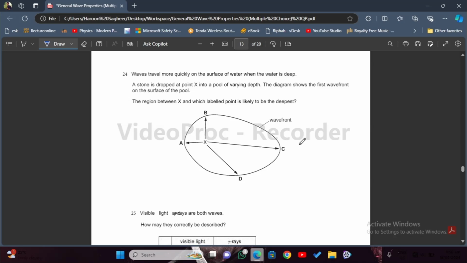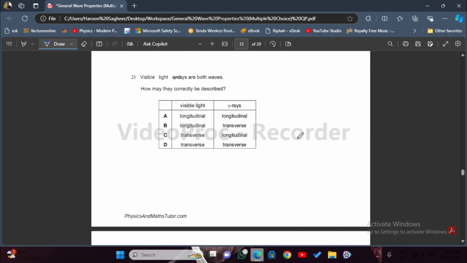Now, imagine this, that whatever the deepest region is, the velocity of the wave or the wavelength of the wave will increase. So of course, the further away this point is, the deeper it is going to be. So option C is correct in this part. If you see, waves travel more quickly on the surface of water when water is deep. So a stone is dropped at point X into the pool of varying depth. The diagram shows the first wavefront. So yes, you need to choose the region that is likely to be the deepest. So the C is going to be this one.